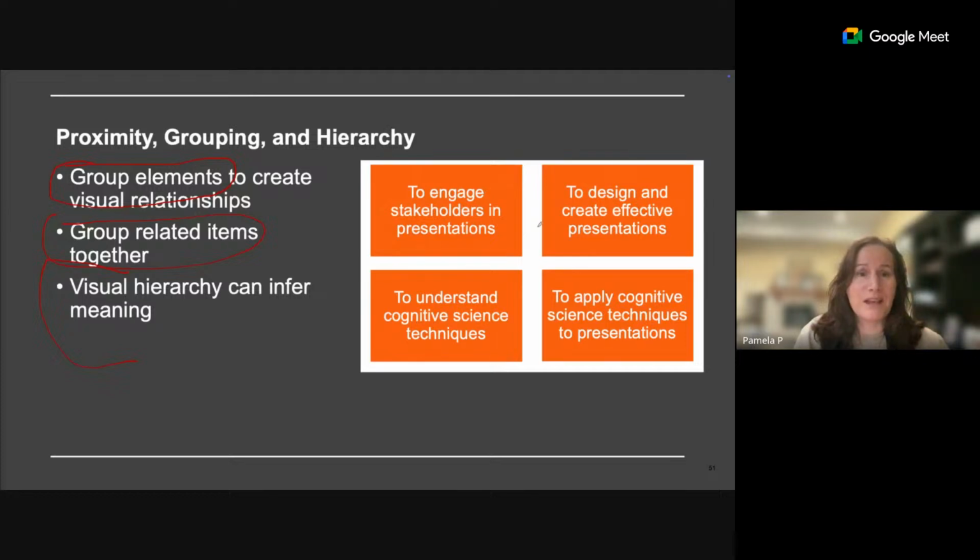notice that they're all the same size, they're all the same shape, they're not put in any particular order. They're all equally weighted visually. And what does this infer? It infers that they're all equal and unordered, and there's no real order or hierarchy to these objectives. Let me show you a different example.